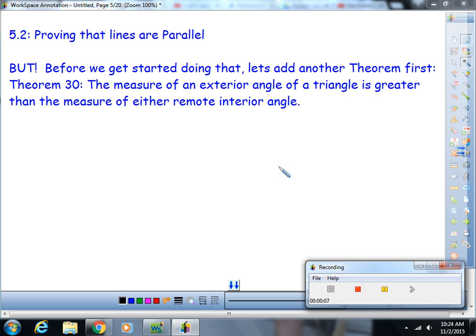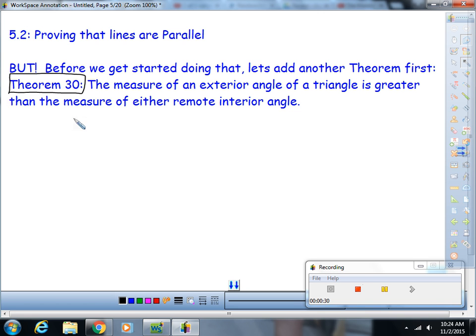We're in 5.2 here. This is our first section in Chapter 5, so we are skipping Section 5.1 on indirect proofs and getting right into proving that lines are parallel. But before we do that, we've got to introduce this random Theorem 30 that they just kind of throw in there at us. It says the measure of an exterior angle of a triangle is greater than the measure of either remote interior angle.